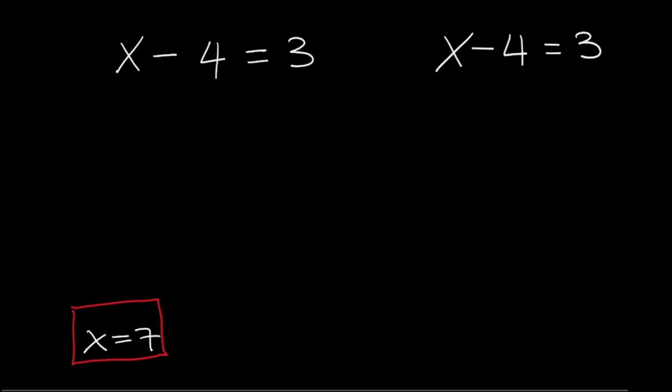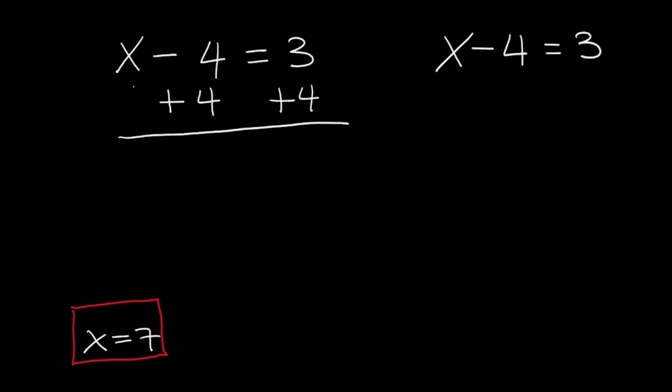Now, we'll be working on a step-by-step process to get that answer. As mentioned before, we would do the opposite of this sign, so we would add 4. But we have to add 4 to both sides. We take down our x, and this becomes x = 7.